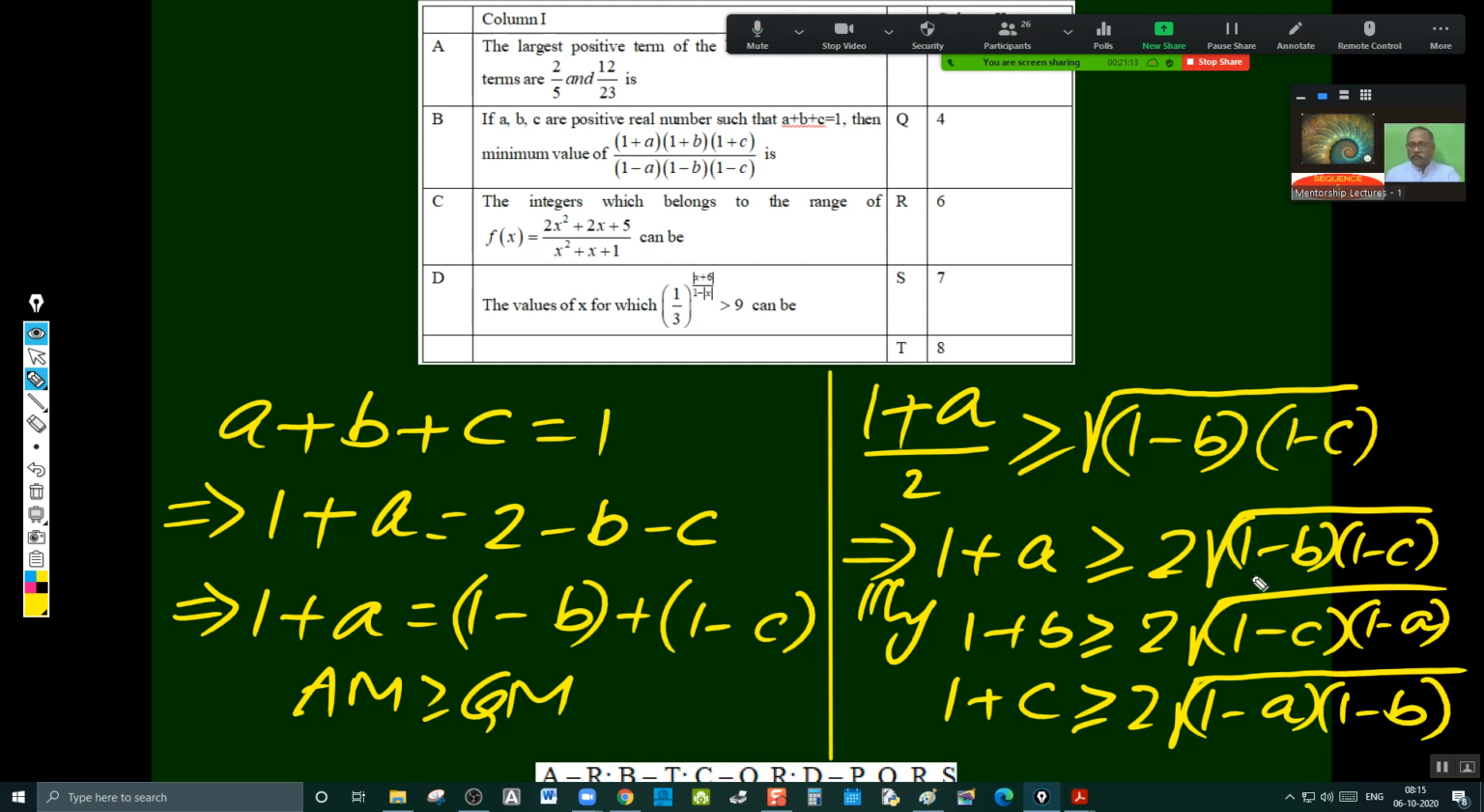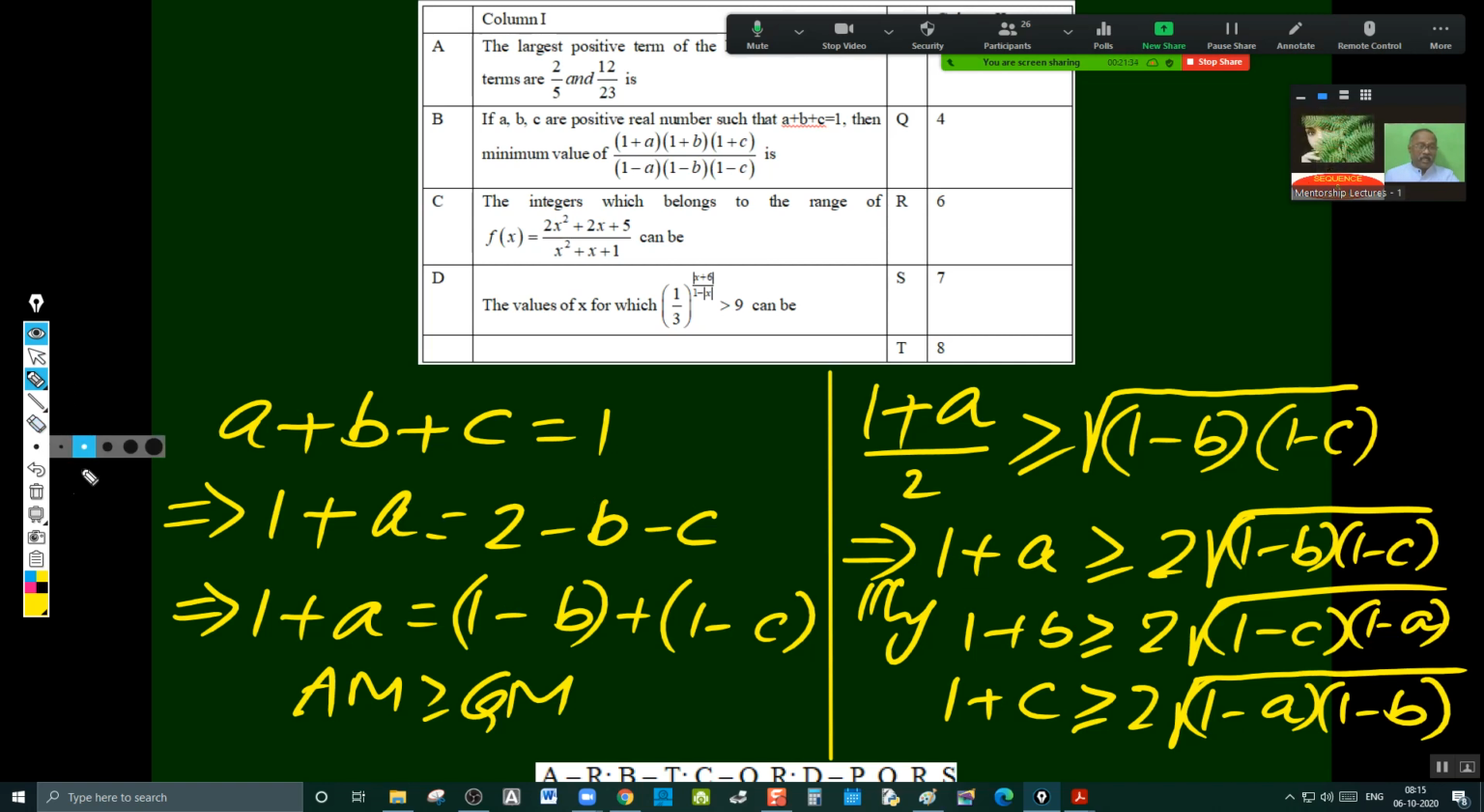Multiply these three. You will get it is greater than or equal to 8. I think it is clear, every one of you. So we have derived it using the relation itself, but getting this idea may be a little difficult.